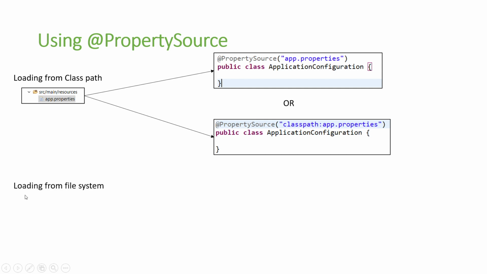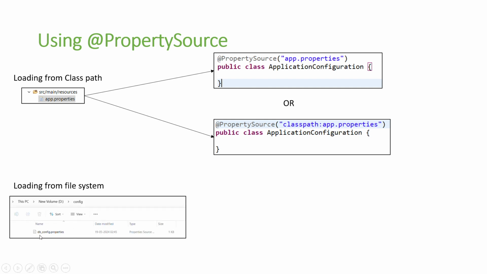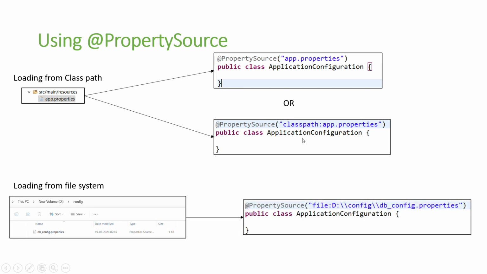The other one is loading from the file system, that is from our local machine or from a Linux server, somewhere in the hard drive. For example, I placed this dbconfig.properties in my local D drive. This one I want to load. How can we do it? The same syntax, but here instead of classpath we will give file:, that's it, and after the colon we will give the path of the file along with the file name. Total path we will give like this. So this way we can load the properties file from the file system. Okay, these are the two ways.